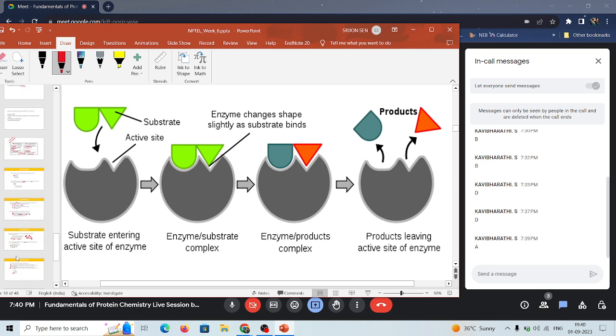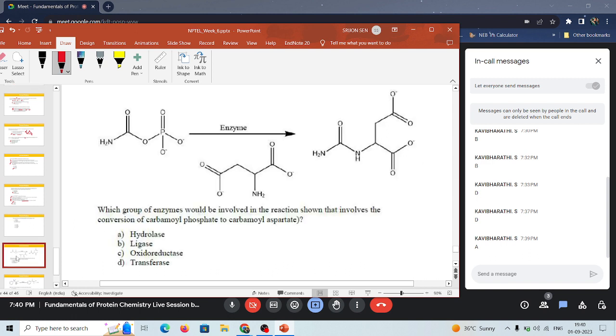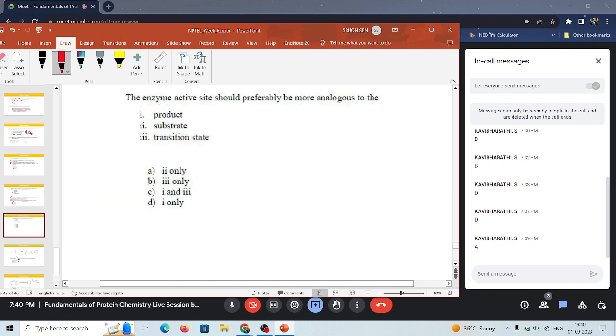So for that, not only the substrate or the product has to be analogous, but also the transition state has to be more analogous to it. Because of that, the transition state, the product, as well as the substrate, all three of them are correct, but we have to choose only one of them. So we can stick with 3. We can choose 3 of them also. So A, B, C, D, all of them are correct. So only option does not lie over here. So it has to be analogous to all of them. But if you have to choose only one of them, it is 3.